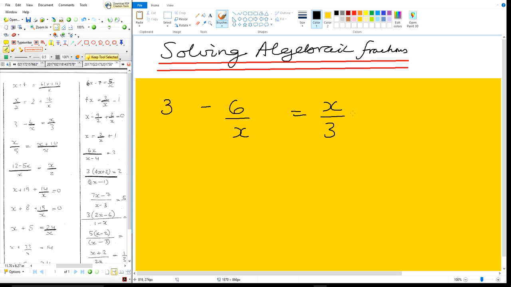Okay, in this next video here, we're going to be solving an algebraic fraction that has three components. The first component is here. Okay, this is the second one, and this is the third one.